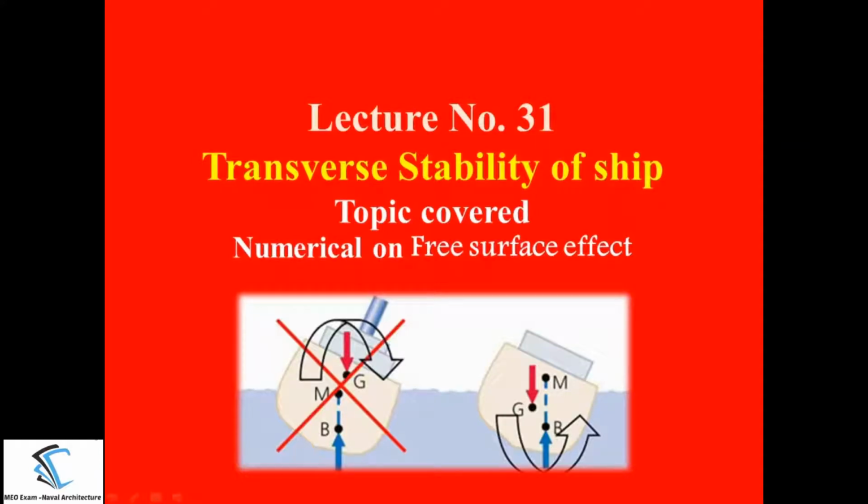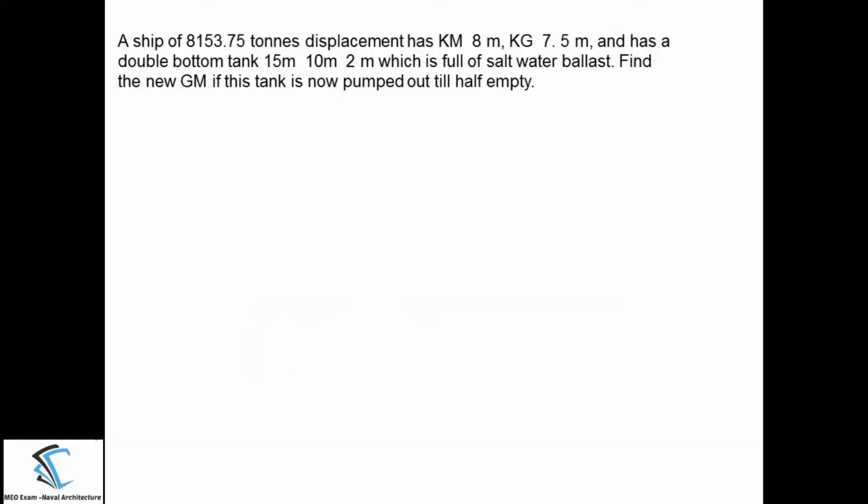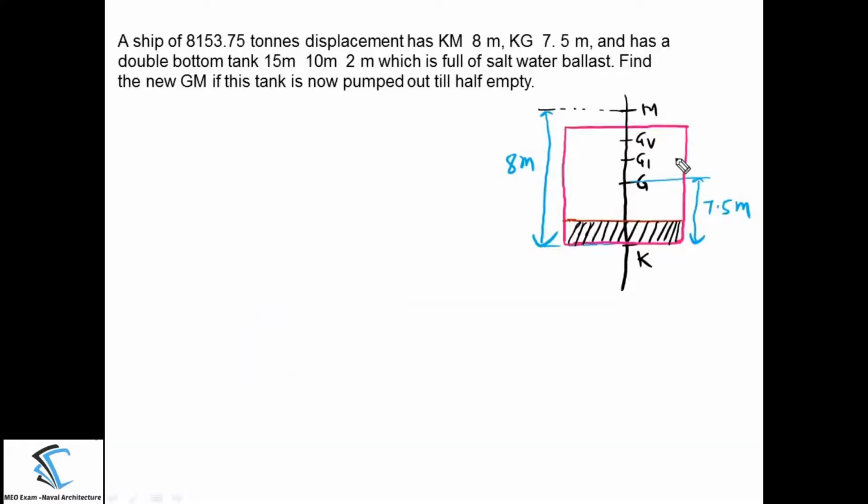Hello everyone, this is lecture number 31 of the lecture series of Naval Architecture made for the MEO examination. In this lecture, we will continue with the transverse stability of the ship. Specifically, we are going to cover numericals on the free surface effect. Let's start the first numerical on the free surface effect.